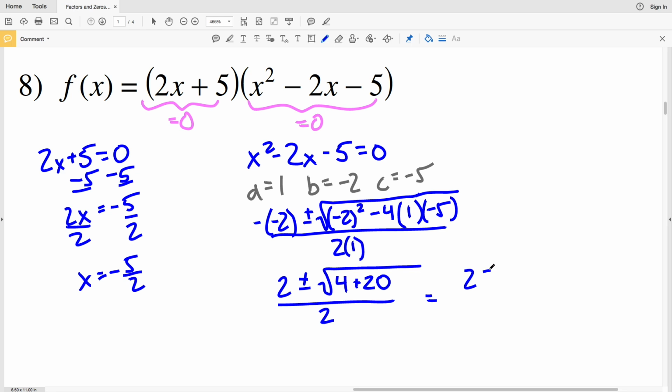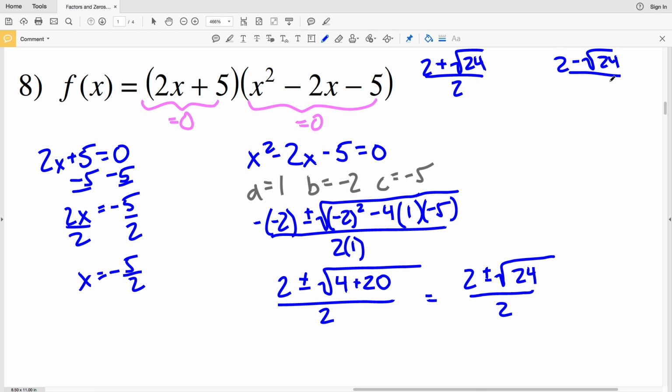So I'll have 2 plus or minus the square root of 24 all over 2. So my two separate solutions, I'll have 2 plus the square root of 24 over 2, and 2 minus the square root of 24 over 2. However, I can rewrite the square root of 24 as the square root of 4 times 6. So then I can pull out that perfect square of 4 to get 2 times the square root of 6.